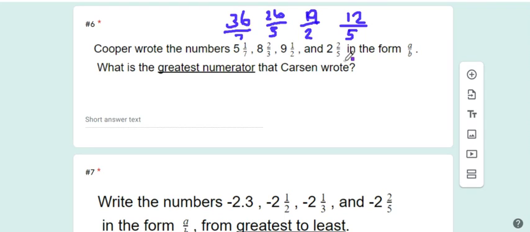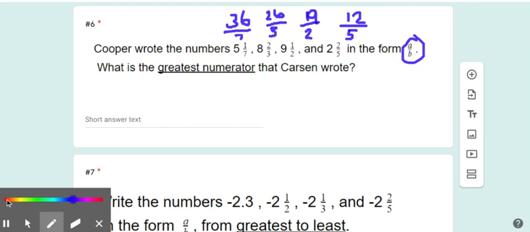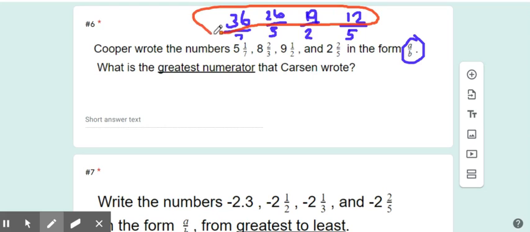So what Cooper just did is use the C method to make all the mixed numbers improper. Now they are in the form A over B, or some integer over another integer. What is the greatest numerator that Carson wrote? So let's look at all the numerators, which of course are all the top numbers in the fractions. So all of these numbers.